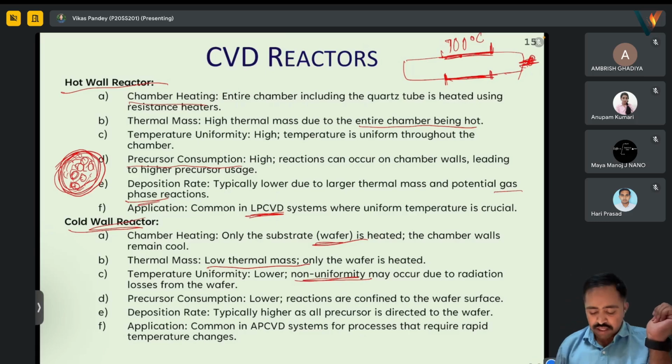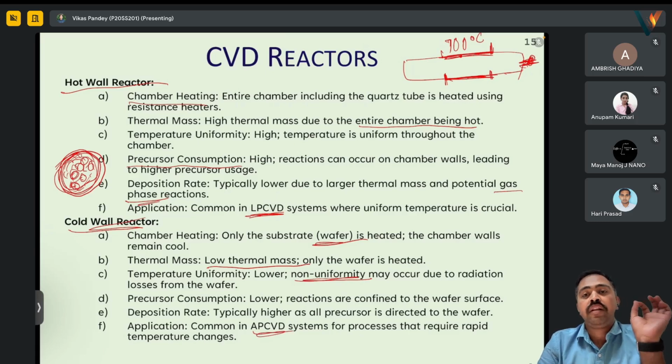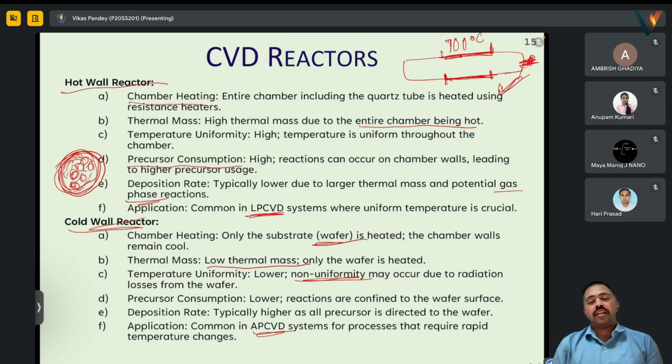It is common in APCVD or atmospheric pressure CVD for processes that require rapid temperature changes because in normal or LPCVD the cooling will take a lot of time as well as temperature change steps and all that is taking time. In case of APCVD, we want the temperature to change rapidly, one temperature then shift to another temperature. For that, wafer heating is a better option compared to heating the whole area.